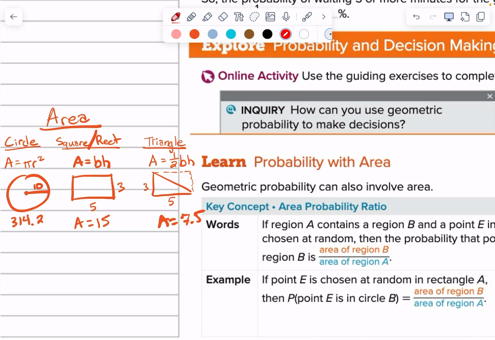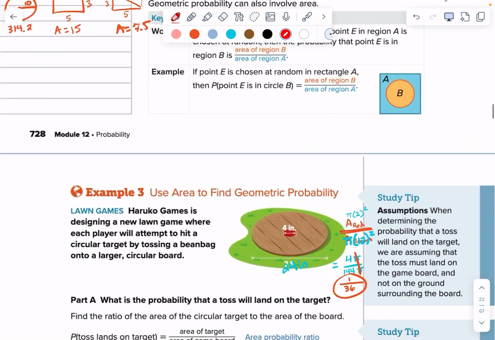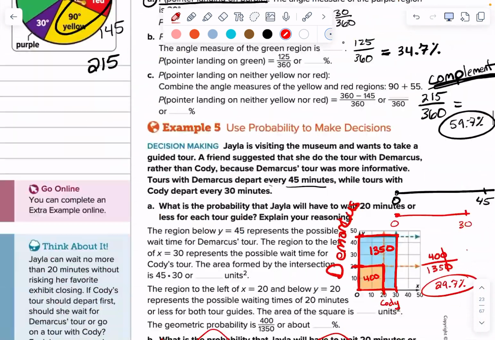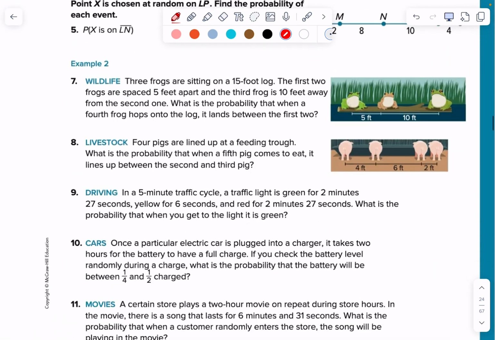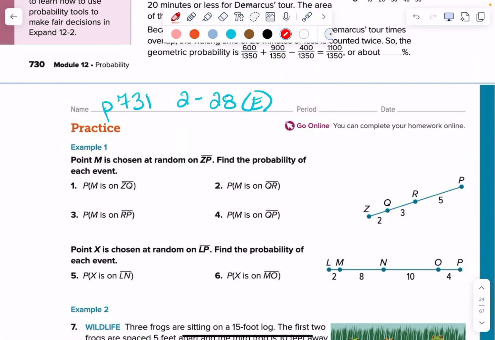All right, 2 through 28 evens. Use your time to work. You've got a lot of time. You have a lot of time. Just kidding. All right, get to work. Get going.